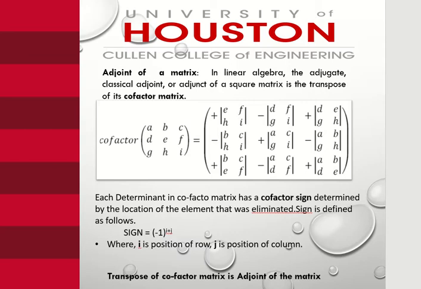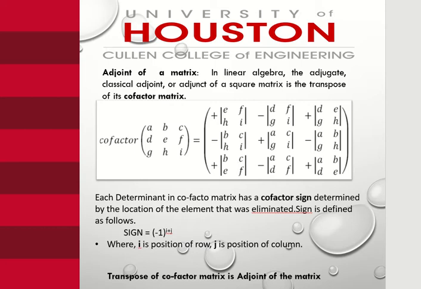Once we get the cofactors of each and every element, we transpose the whole matrix, and the resultant matrix is the adjoint of the matrix. Now, one thing we should look at is that each determinant in the cofactor matrix has a cofactor sign determined by the location of the element that was eliminated. The sign is defined as follows. So sign is definitely important. We need to take care of the sign.